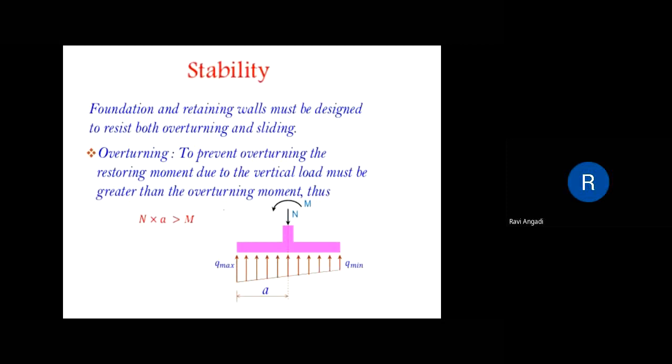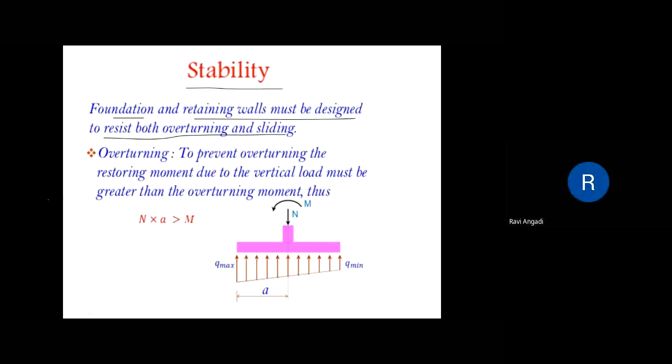Then again, to calculate the safe bearing capacity, some safety measures are to be considered. The footing should be safe against overturning, which is called the stability criteria to be taken into account. The foundation and the retaining walls must be designed to resist both overturning and sliding.